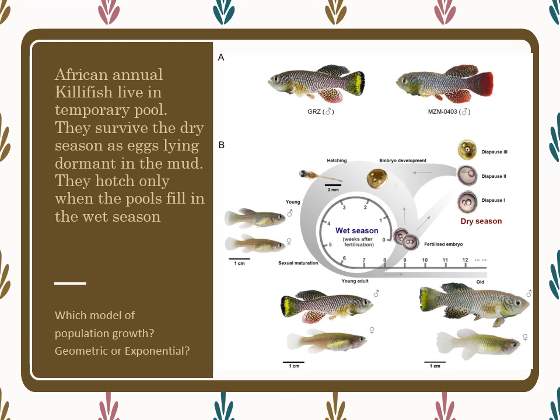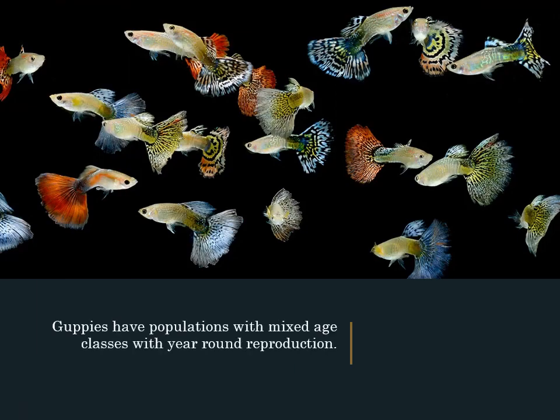So which model of population growth, geometric or exponential growth, would be adequate for looking at the population growth of this population? And then it goes on to ask you about guppies, because you can have overlapping generations with guppies. You have populations with mixed age classes and year-round reproduction. So which model of population growth, geometric or exponential, would work with these guys?